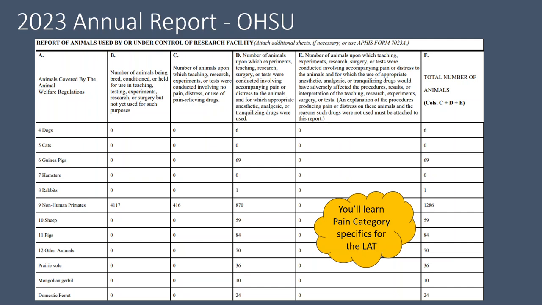The vast majority of procedures are Category C, procedures with momentary pain or distress. I've enclosed an example of an annual report, ONPRC and OHSU's from 2023. They didn't have any Category E procedures. They did have a decent number of Category D procedures involving multiple species. Remember, though, that those animals are provided pain relief.